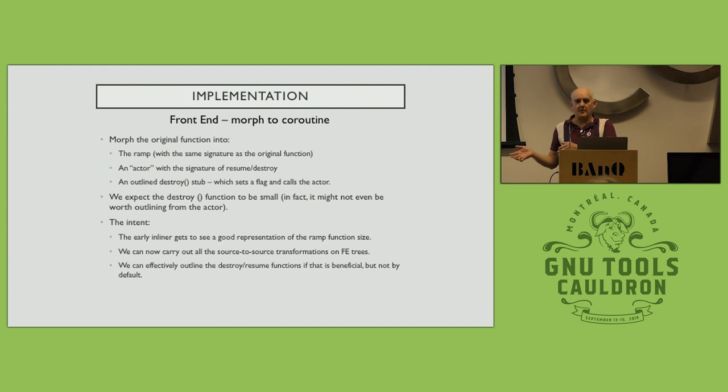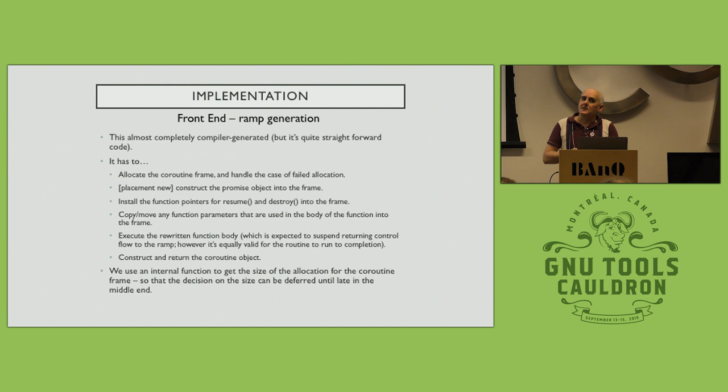At least one observer has made the comment that it might not always be the right thing to do. So the way that we've done this now means that we're actually in command of whether we decide to outline or not. The outlining problem is now an inlining problem. I have a stub function, and it's up to the middle end to decide whether it's valuable to inline that or not, at which point it becomes effectively what I would have outlined later.